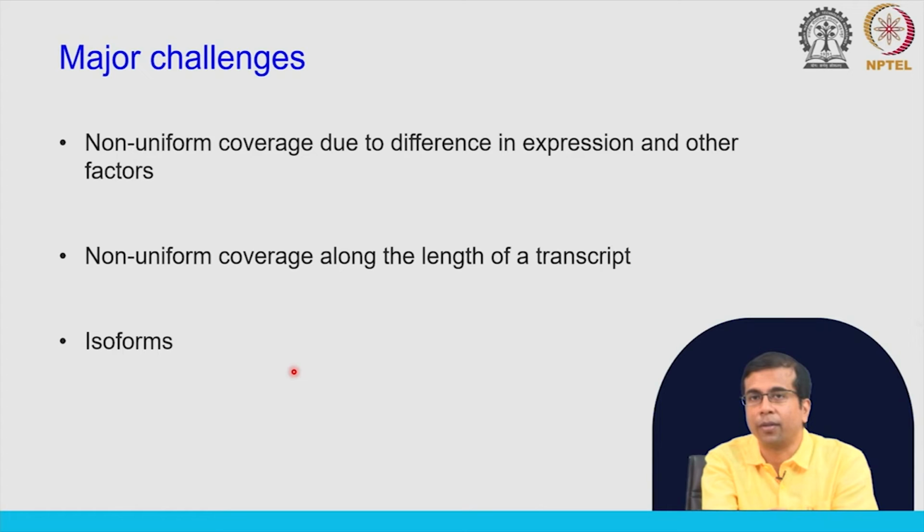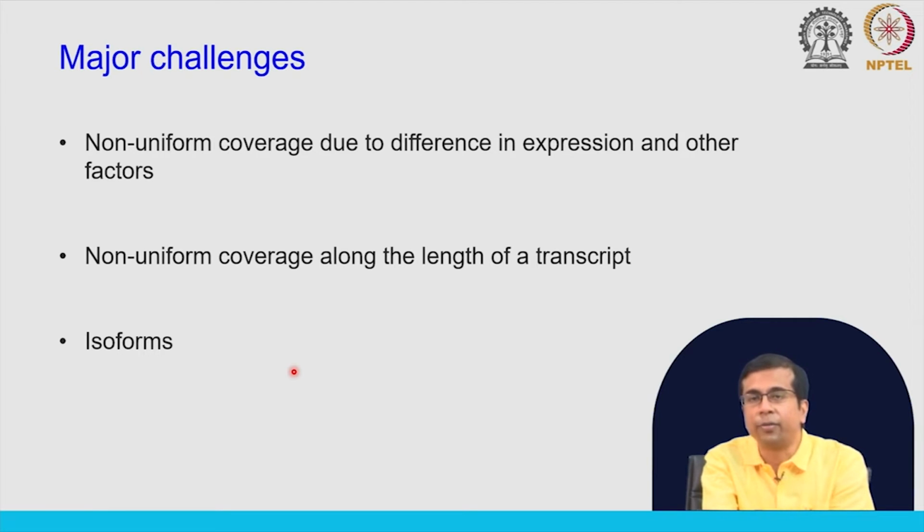Isoforms are present for a transcript, and this could be the case for many genes depending on the organism that you are working with. What you have to do is identify which isoforms are being expressed. This is a challenge given short read data, because you will get very few reads that map across splice junctions. So, why am I focusing on these reads that map across splice junctions?